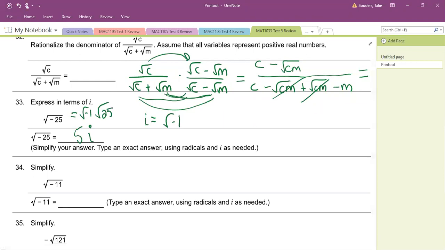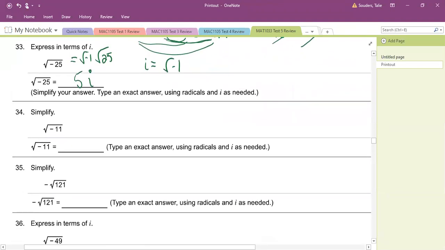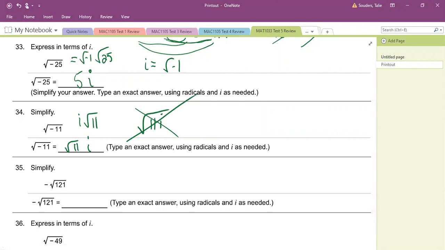Okay, what about the square root of negative 11? It's the square root of 11, I. And you can write it either way. So you can either put the I afterwards or the I beforehand. The key thing you cannot do is this. Why is this answer wrong? Because I isn't included in the radical. So as long as you put I outside the radical, it does not matter if you put it before or after the square root of 11, it just cannot be inside.